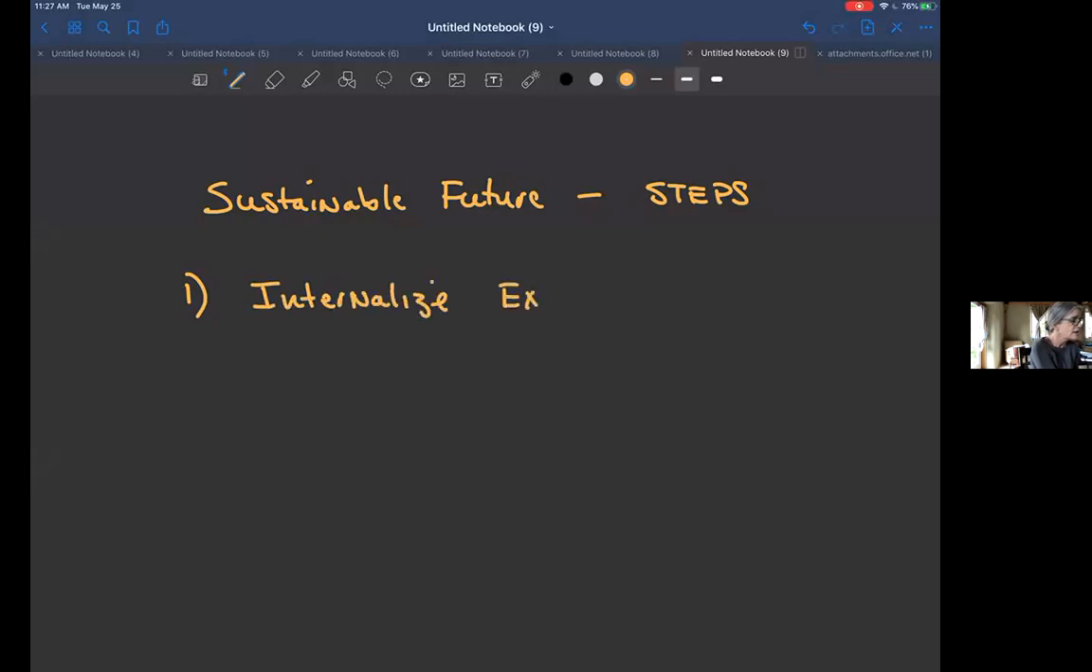Internalize externalities. So an externality is a cost that we do not take into consideration when we consider the cost of a good or service. So you might not take into consideration the cost of recycling your cell phone when you buy your cell phone. Have you paid for it to be recycled with the cost of the purchase of it? Or is it just going to go into a landfill somewhere and degrade the environment? So that would be an example.